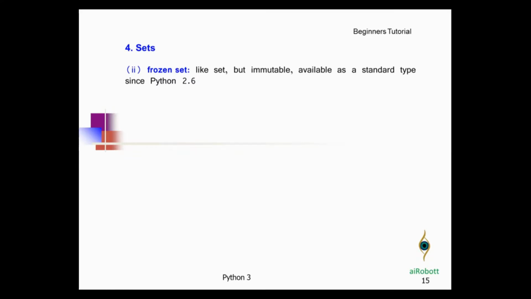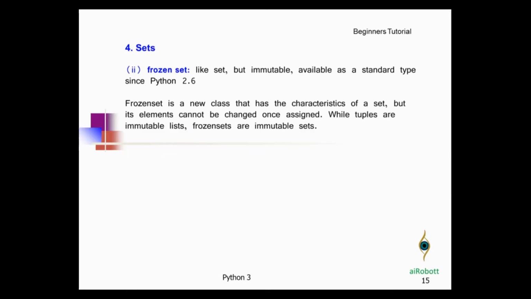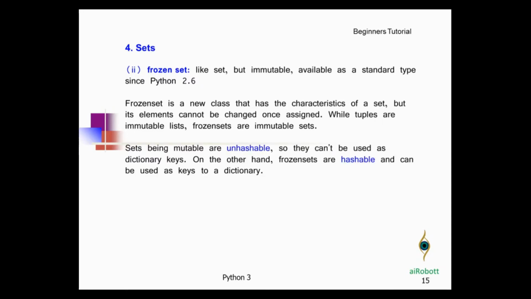So in the set data types, there is the frozen set data type. A frozen set is just like the set data type, but the frozen set is immutable. It is available since Python 2.6. Frozen set is a new class that has the characteristics of a set, but its elements cannot be changed once assigned. While tuples are immutable lists, frozen sets are immutable sets. Sets, being mutable, are unhashable, so they can't be used as dictionary keys. But frozen sets are hashable and can be used as keys to a dictionary. Frozen sets can be created using the function frozenset.